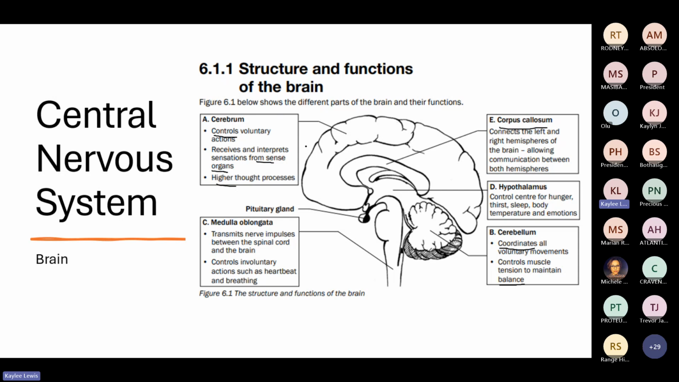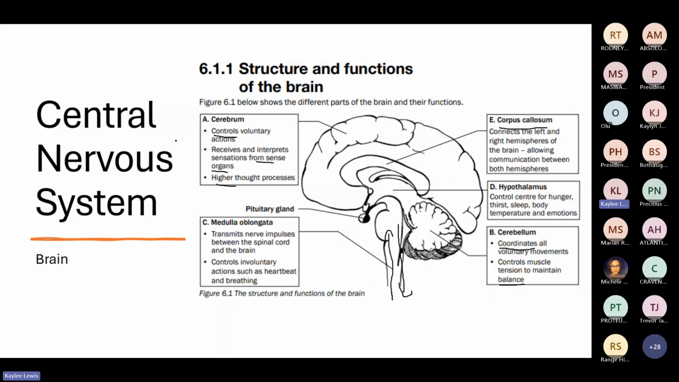Then we move on to the pituitary gland. Now, the pituitary gland you may have touched on before, that is secreting many hormones, FSH, LH, etc., and you'll learn a few more. We have the medulla oblongata underneath. And the medulla oblongata's job is to take impulses from the spinal cord to the brain, and then the brain will interpret it and decide on the appropriate action, and they will take that impulse back down to the spinal cord to where it needs to go.